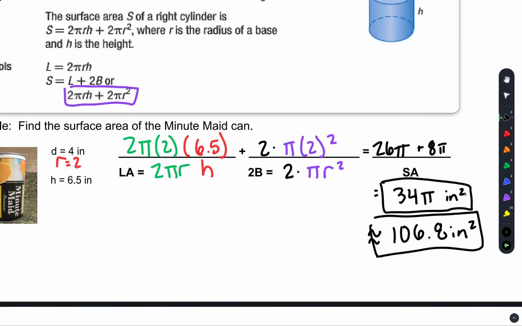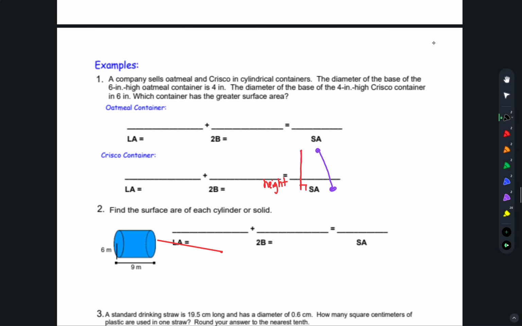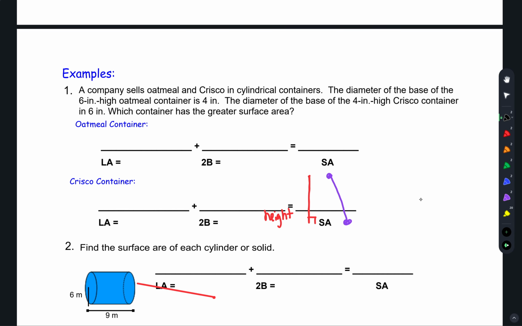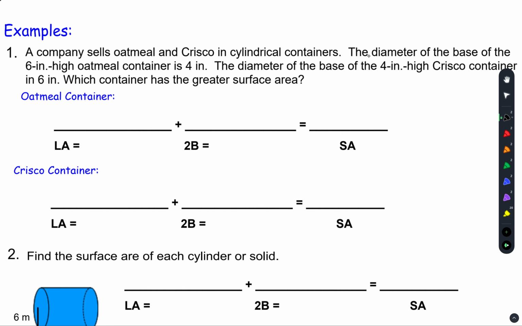Okay. Let's do a little bit of a word problem here for this one. A company sells oatmeal and Crisco in cylindrical containers. I don't know if you guys even know what Crisco is anymore. The diameter of the base of the 6-inch high oatmeal container is 4 inches. The diameter of the base of the 4-inch high Crisco container is 6 inches. Which container has the greater surface area?